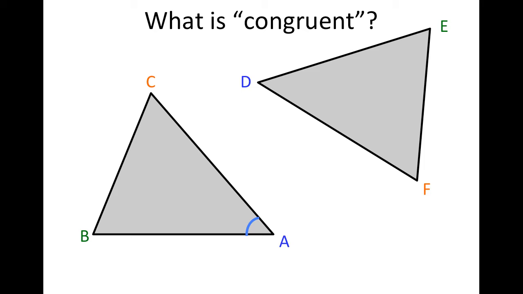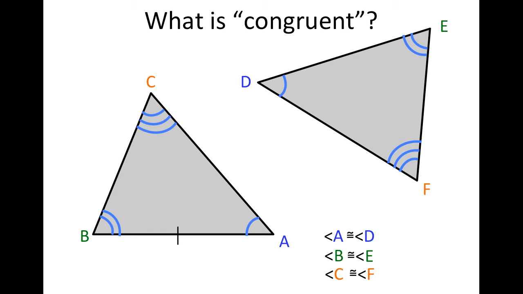Angle A is marked with one arc mark. In the same way, the blue angle in the other triangle, D, is also marked with one blue arc mark. So what we can say is that angle A is congruent to angle D. Angle B has two arc marks. The same way in the other triangle, the green angle, angle E, is also marked with two arc marks. So what we say is that angle B is congruent to angle E. Angle C is marked with three arc marks. The orange angle in the other one, F, is marked with three arc marks. So what we say is that angle C is congruent to angle F.